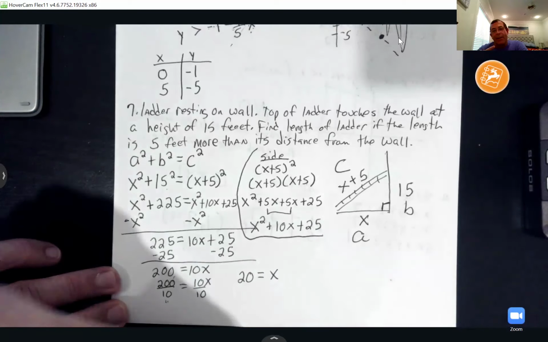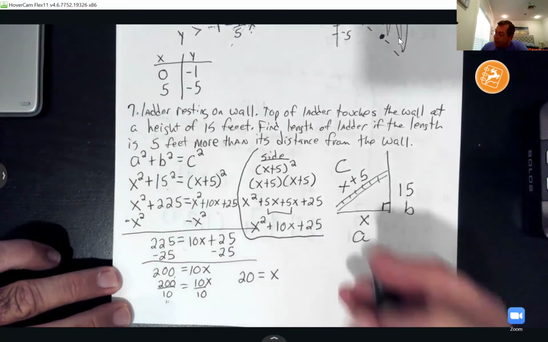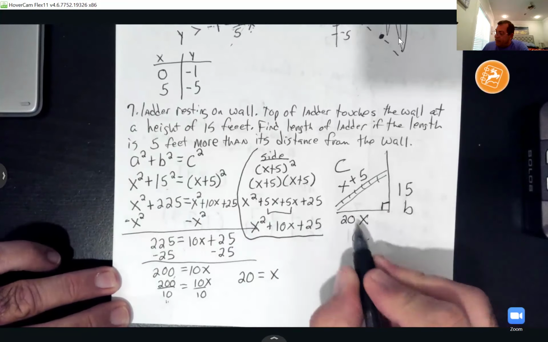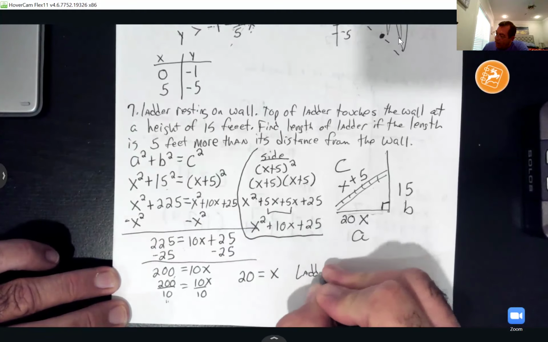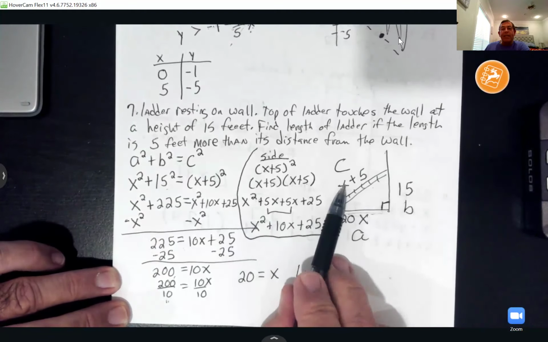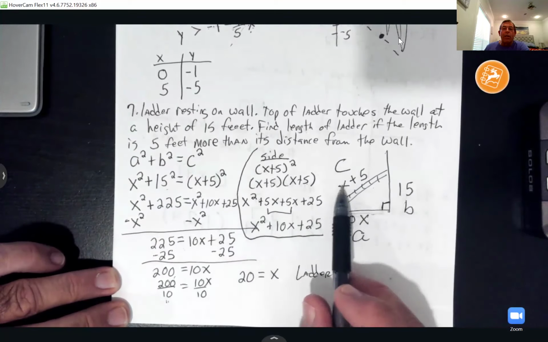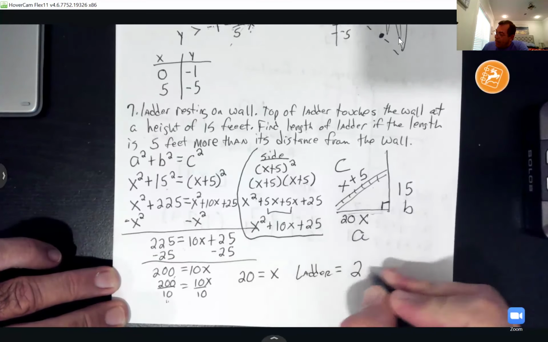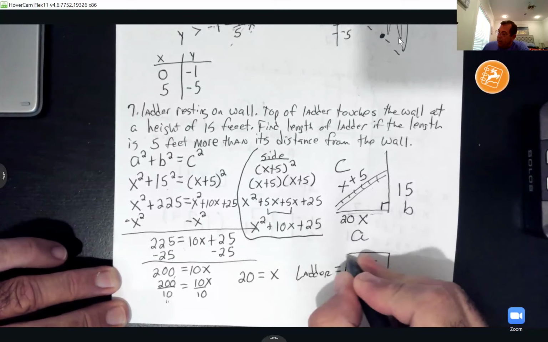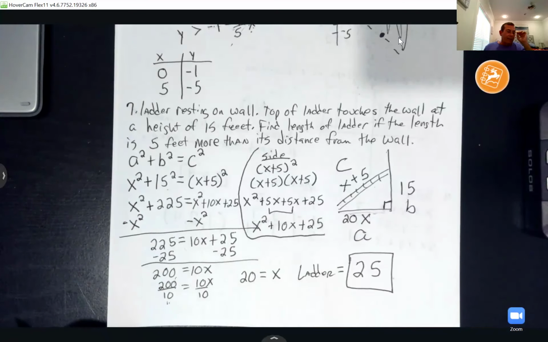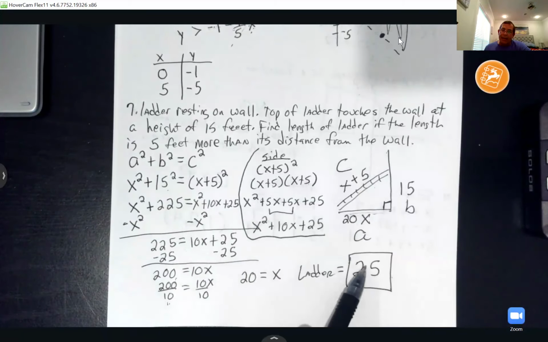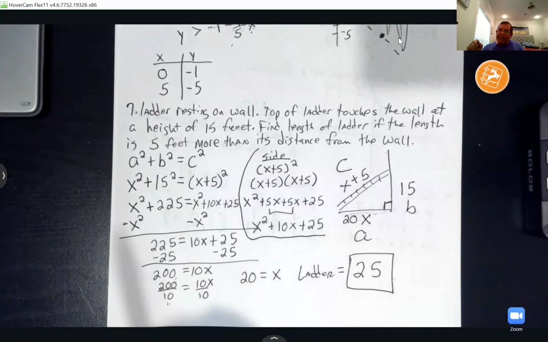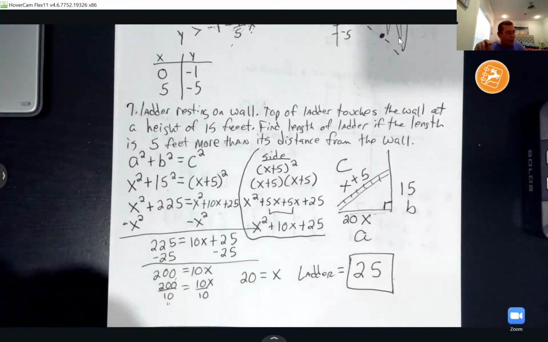Now, what you got to be careful on, that's not the answer. 20 is this distance from the wall. We want to know the ladder. We know the ladder is x plus 5. So that's going to be 20 plus 5, which makes my ladder 25 feet. Okay, so they're going to have 20 on there because they're going to know that y'all are going to forget to add that 5 to it, okay? So remember, once you got the x, add the other number to it, okay?